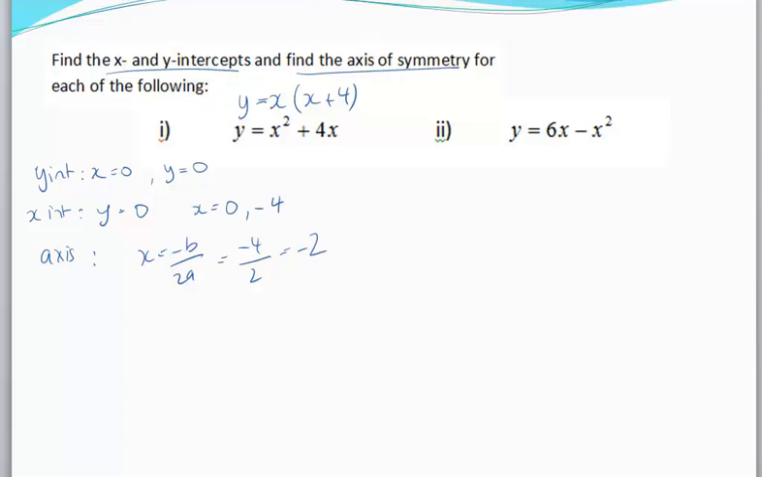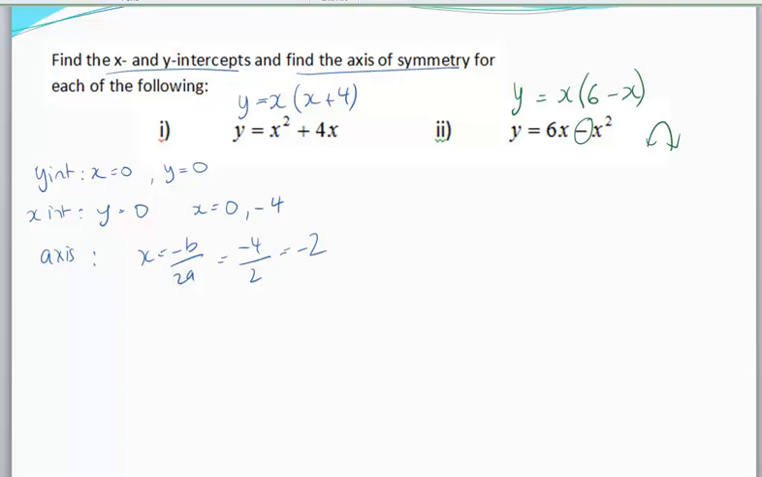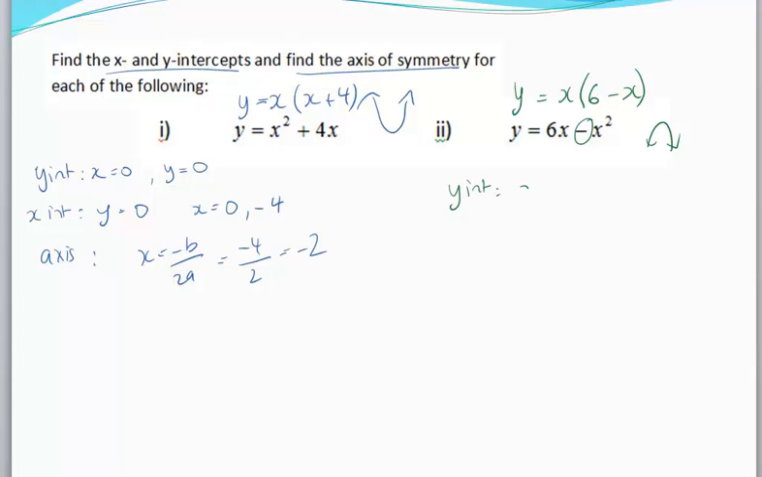For our second equation here, again, we can pull our x out of here. So y is equal to x times 6 minus x here. And we see we have negative, so we know it's going to be a concave down shape. Our other graph here, we know is concave up. So for our y-intercept, we set x is equal to 0. Here y is equal to 0.